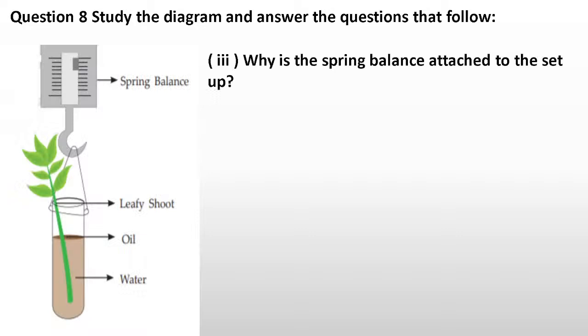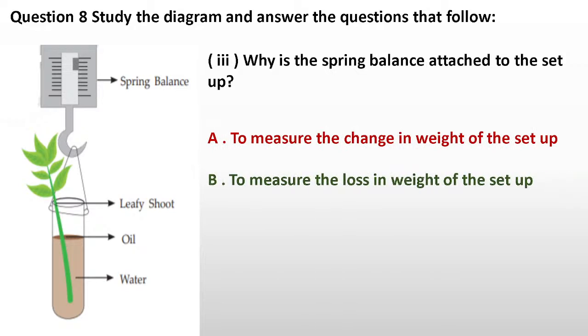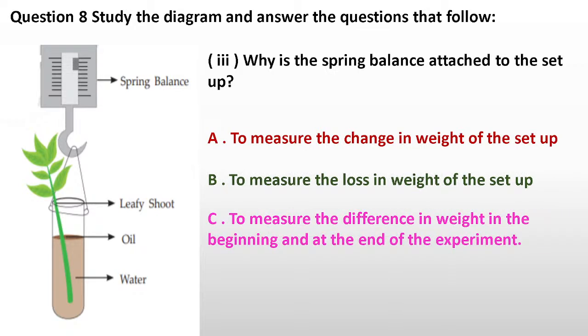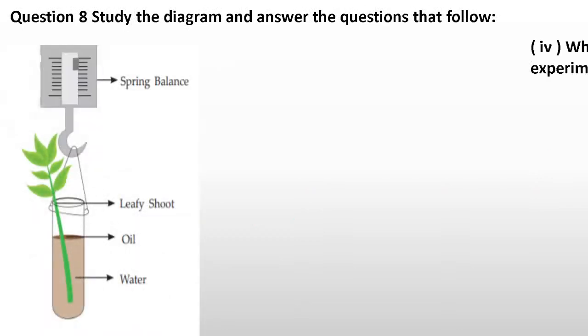Why is the spring balance attached to the setup? A, to measure the change in the weight of the setup. B, to measure the loss in the weight of the setup. C, to measure the difference in the weight in the beginning and the end of the experiment. D, all of the above. And the correct answer for this question is D, all of the above. Same setup, same diagram. Next up question.